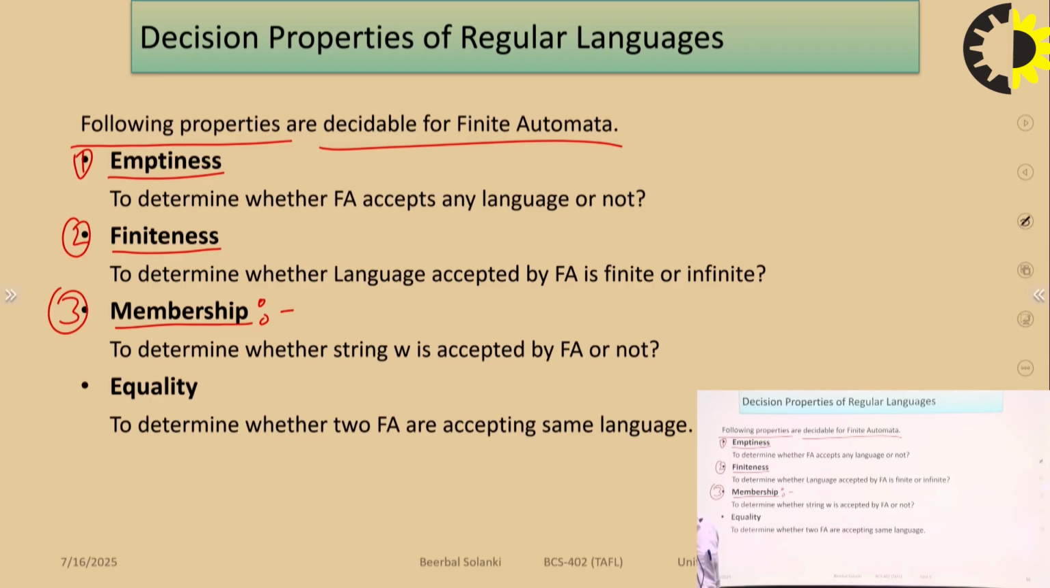So what is the meaning of membership? To determine whether string W is accepted by a finite automata or not can be defined as membership.